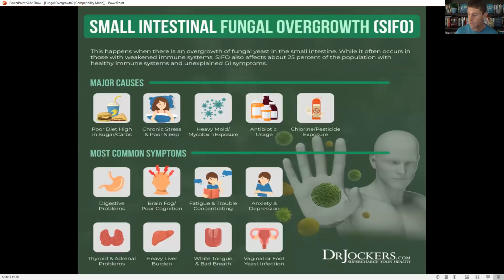And so this condition of small intestinal fungal overgrowth, and it could certainly happen in the large intestine as well. However, it's very, very common for Candida and different yeast organisms, mold yeast-like organisms, I guess you could say, to overgrow, to colonize in the small intestine. And this is caused by bad diet, chronic stress, poor sleep, heavy mold and mycotoxin exposure.